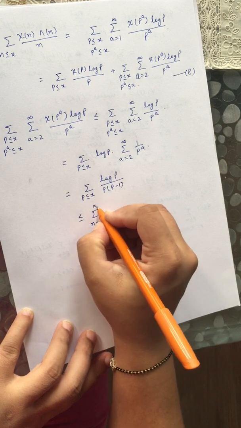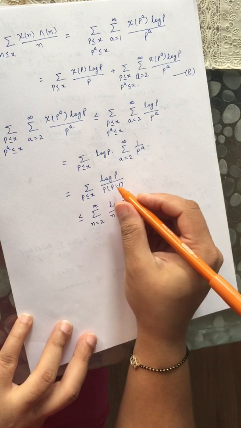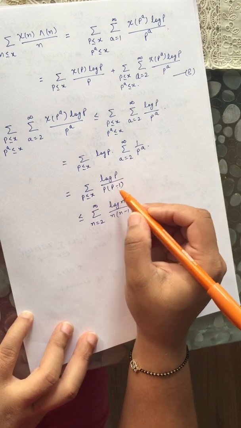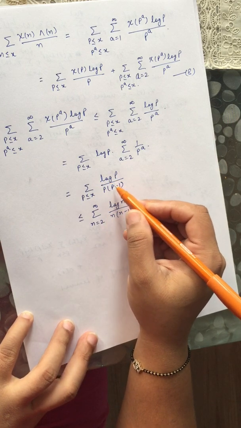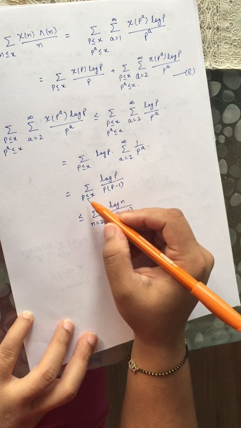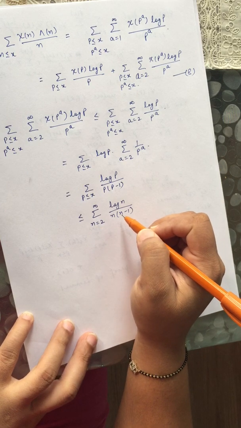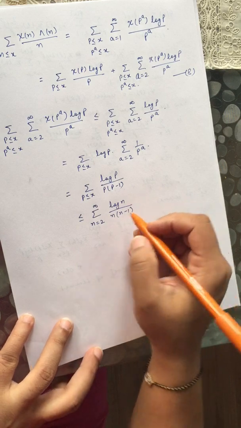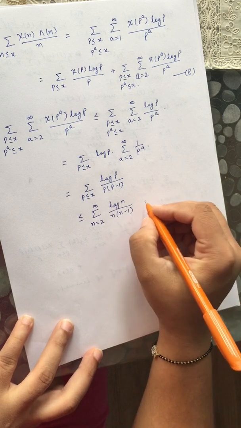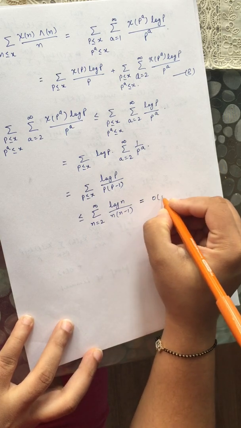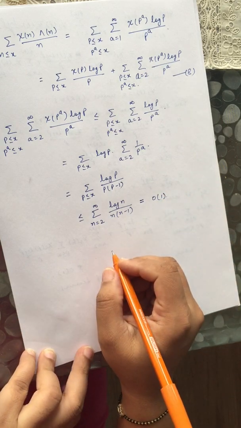So if we take all the integers from 2 to infinity and we replace p by n, then this sum over n will be greater than or equal to the sum over the primes, because this is a sum of log p upon p into p minus 1, where these are all non-negative terms, and the sum is over all the primes. Here the sum is over all the integers, so that's why this sum is greater than or equal to this sum. Now we know this series of log n upon n into n minus 1 is a convergent series. So if this is a convergent series, its sum is a finite quantity, and every finite quantity can be written as order of 1. So we write it as order of 1.